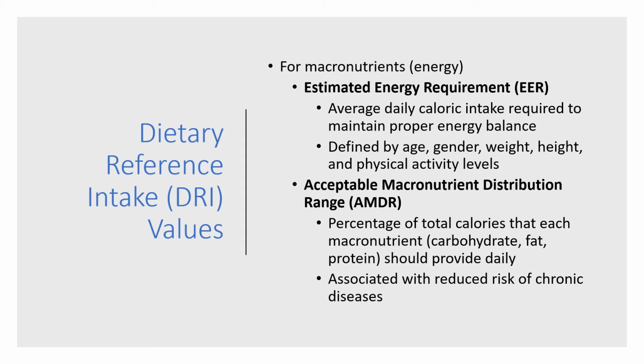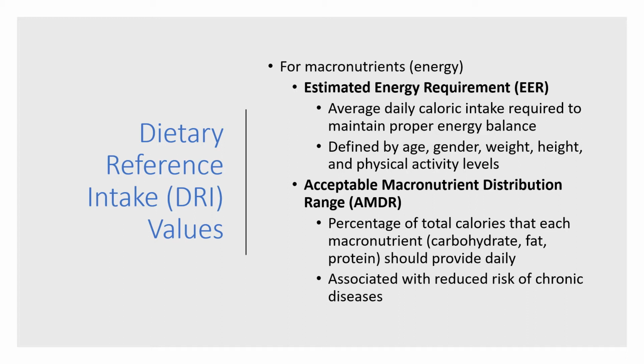And I don't think I've written this into the PowerPoint, but the AMDR for carbohydrate is 45 to 65% of a person's total daily calories should be provided by the calories in carbohydrates. For fat, the AMDR is 20 to 35%. So 20 to 35% of a person's total caloric intake should come from fat. And then for protein, it is a larger range. So it's from 10 to 35% of a person's total daily caloric intake should come from protein foods.